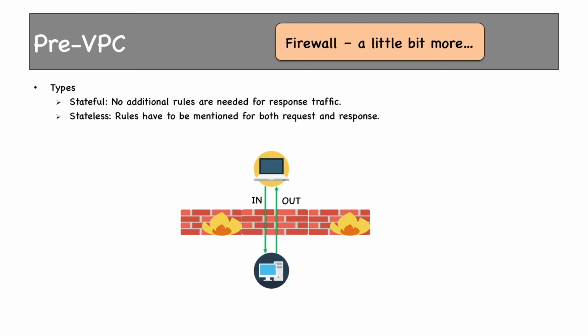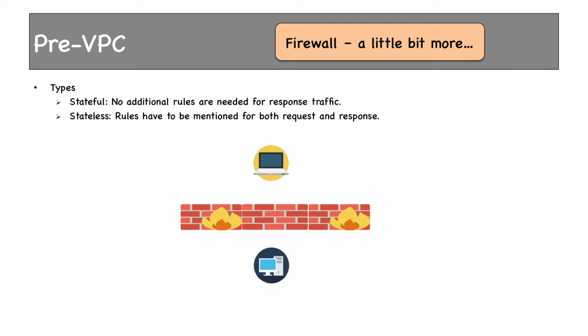The second type is stateless. Firewall rules have to be mentioned for both requests and responses. With the same example, if we allow an inbound request from yellow, then the outbound response for that request has to be allowed explicitly in the rules.